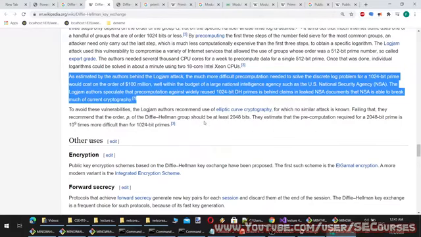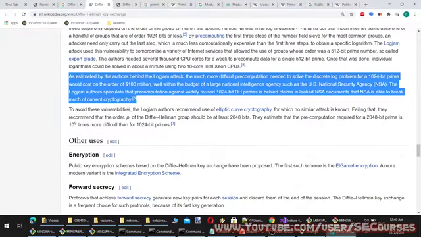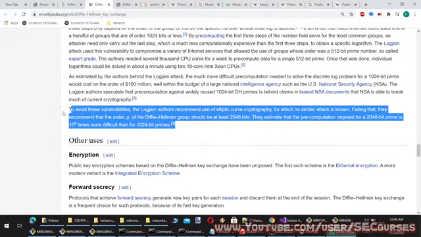As estimated by the authors behind the logjam attack, the much more difficult precomputation needed to solve the discrete log problem for a 1024-bit prime would cost on the order of $100 million, well within the budget of a large national intelligence agency such as the U.S. National Security Agency (NSA). The logjam authors speculate that precomputation against widely reused 1024-bit DH primes is behind claims in leaked NSA documents that NSA is able to break much of current cryptography.